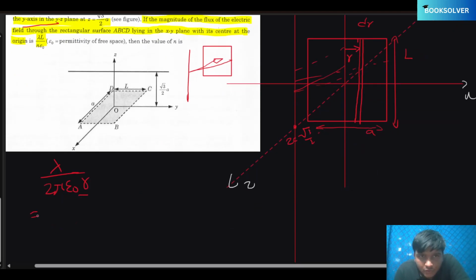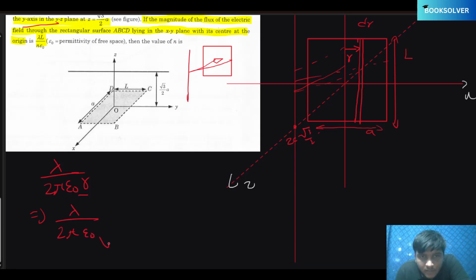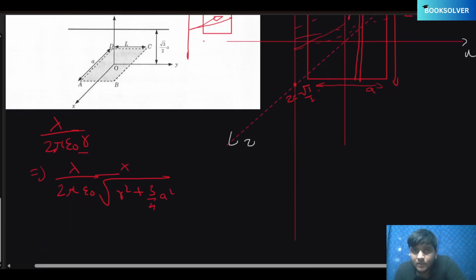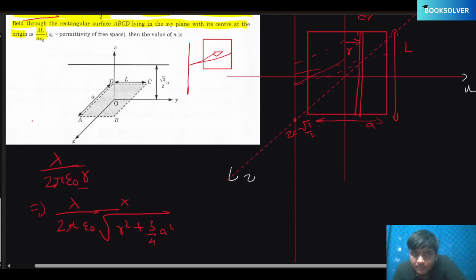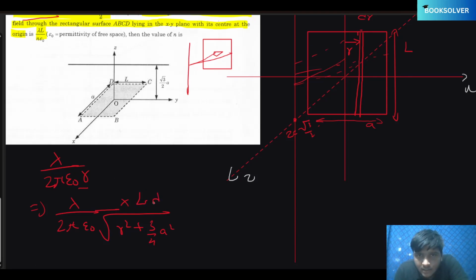So the electric field will be lambda by 2 pi epsilon naught, times the distance, which is r squared plus root 3 by 2 a squared, that is, 3 by 4 a squared. Again, what is the area? We said flux is E dot dA. So what is dA here? It is nothing but L times dr. We are considering it as a dr length.